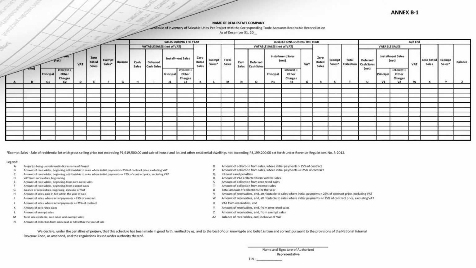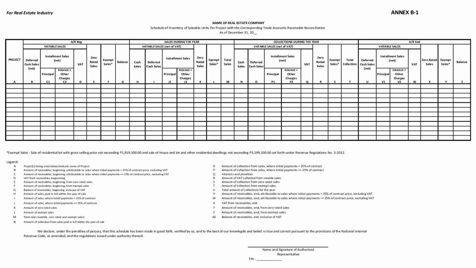No? And then we have Annex B1. No? So under Annex B1, we have name of real estate company, schedule of inventory of sellable units per project with the corresponding trade accounts receivable reconciliation. Bakit may reconciliation? Kasi meron dito na deferred sales at saka meron ditong installment sales, no? So meron siyang reconciliation na kailangan, no? Kasi pag hindi mo reconcile, hindi mo maintindihan ang amount, no? Hindi mo maintindihan magkano ba yan, bakit naging ganyan yan.